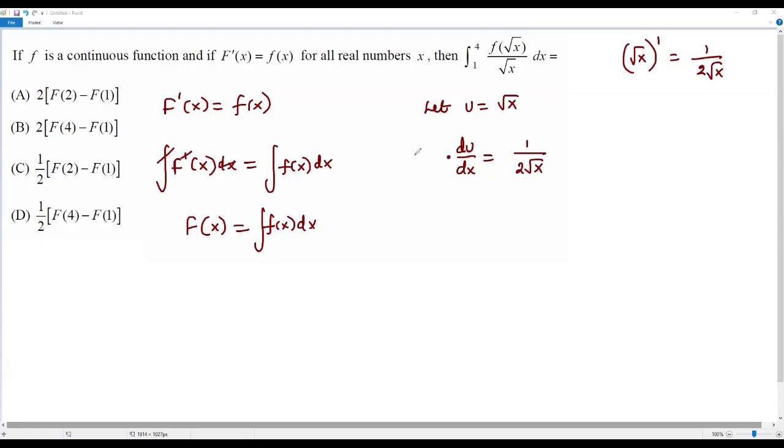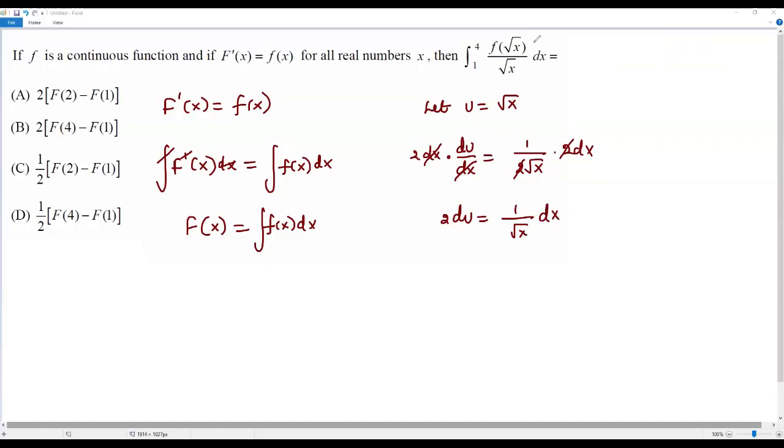Okay, now let me multiply both sides by 2 times dx. Here I multiply both sides by 2 times dx because my aim is to get rid of this dx in the denominator over here and the 2 in the denominator over here. Now this dx and dx will cancel out. This 2 will cancel out. We get 2 times du on the left side. On the right side we have 1 over square root of x times dx.